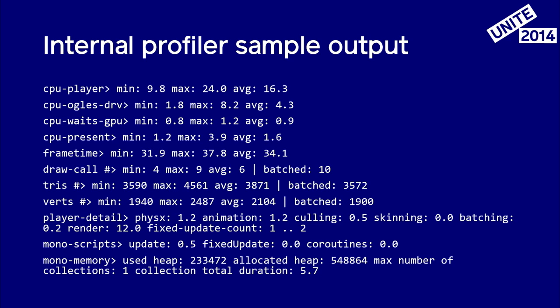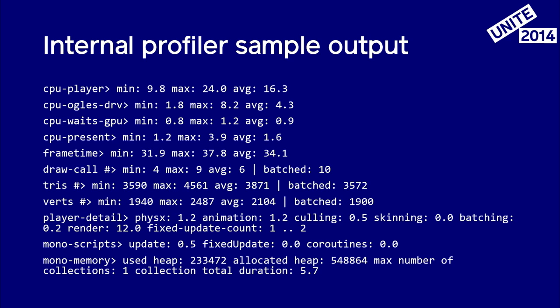CPU OGLES driver is executing the OpenGL ES driver. It's affected by a number of things like draw calls, internal rendering states, rendering pipeline setup, and number of vertices, for example. CPU waits GPU, that's kind of obvious, I think. It shows how long the CPU is waiting for the GPU. If you have a number here over 2 seconds, you are definitely sure that you are GPU bound, and you don't need to look at the CPU for now. Just try to make your stuff less pretty, probably.